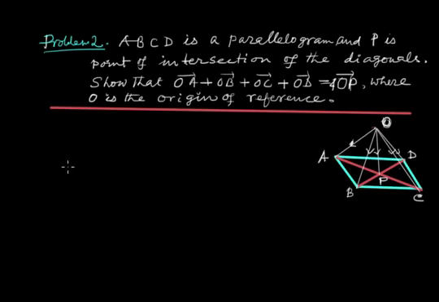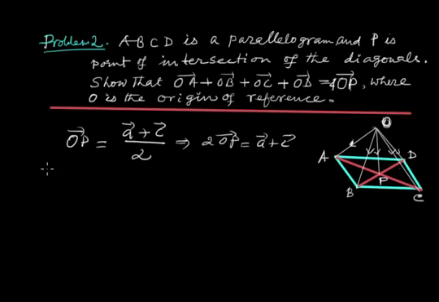First we'll find OP. Vector OP, as P is the midpoint of AC, you can write vector OP is equal to (A plus C) by 2. So this implies twice OP is equal to A plus C.